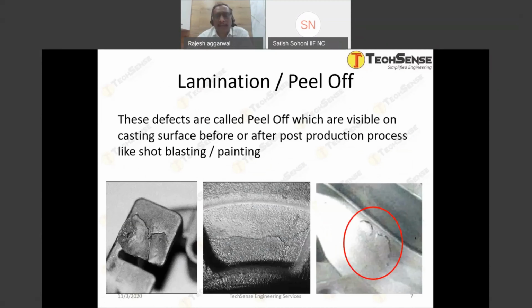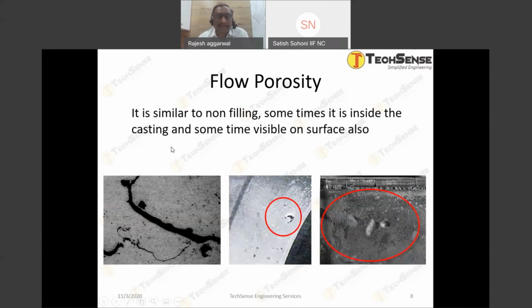Another defect is the peel off or the lamination, where the skin of the solidified aluminum comes out of the casting surface. It might happen during the secondary process as well as during the initial casting formation itself. But mostly it happens during the secondary production process, like shot blasting or painting. The flow porosity is similar to non-filling, but sometimes it is inside the casting and visible on the surface also.